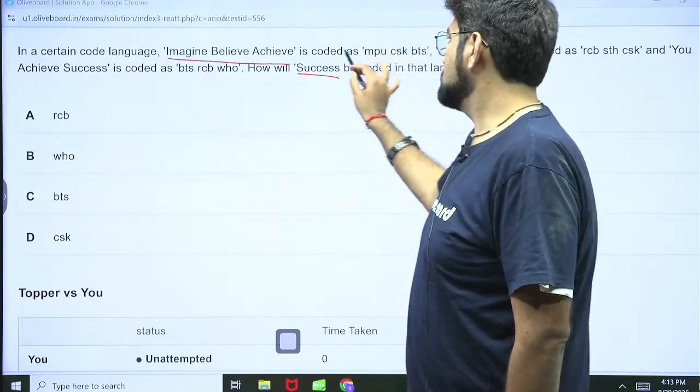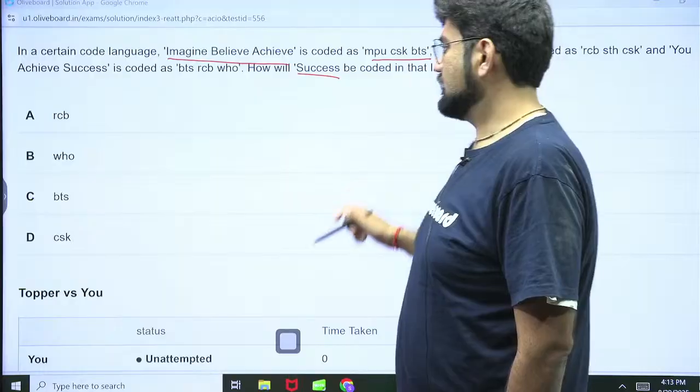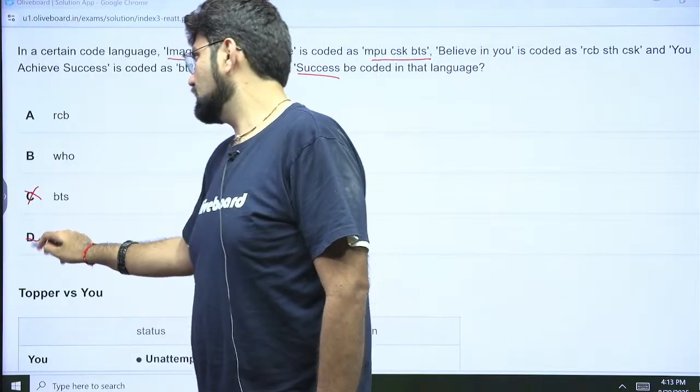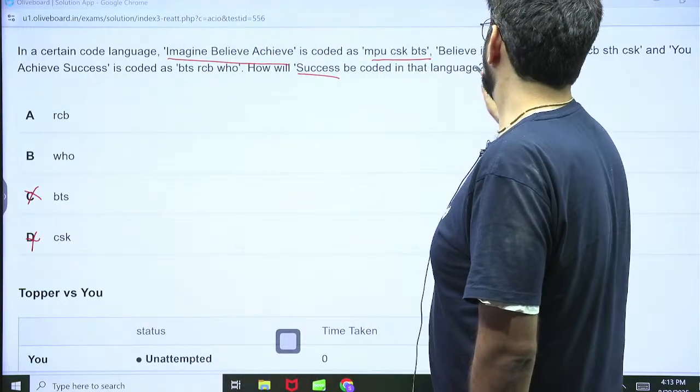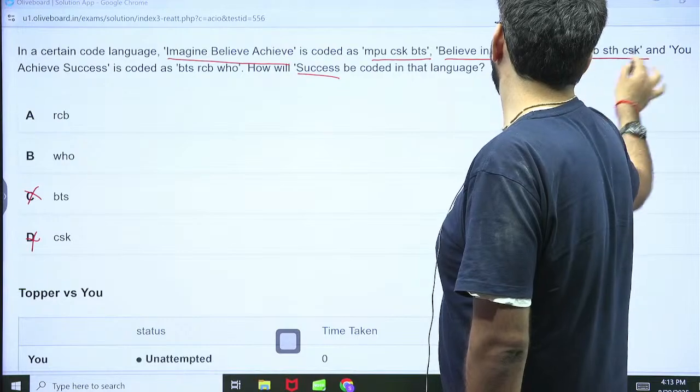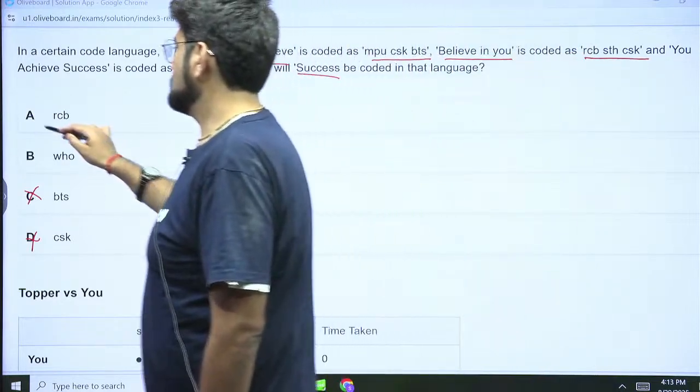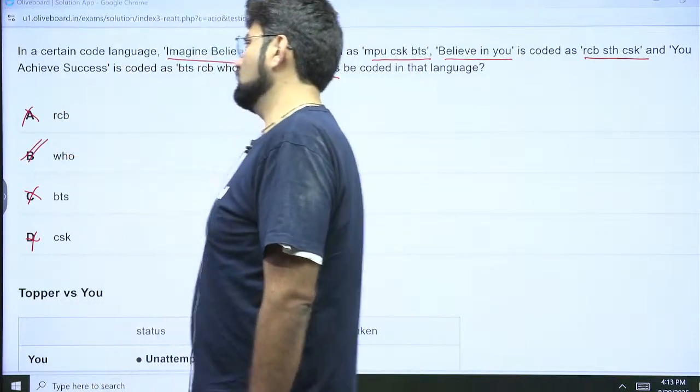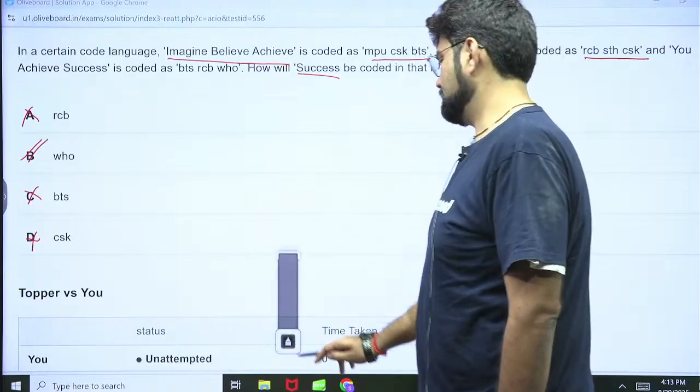So imagine, believe, achieve is this. So delete MPU, CSK, BTS. BTS, CSK gone. The next is believe in you. Is RCB, STH, CSK. RCB, STH, CSK. What is that? That's the code for success.